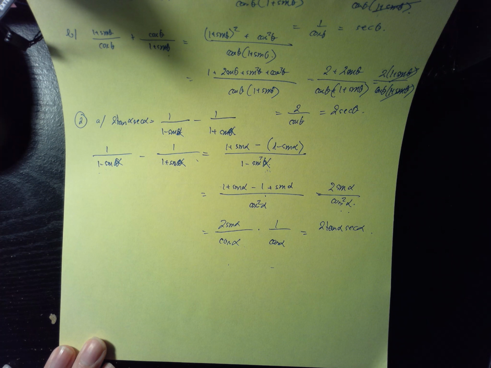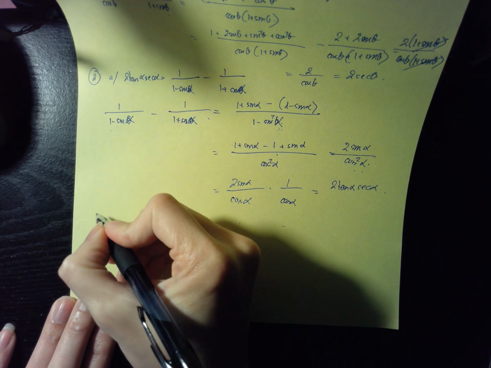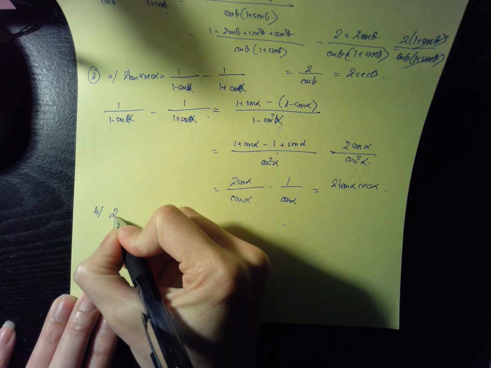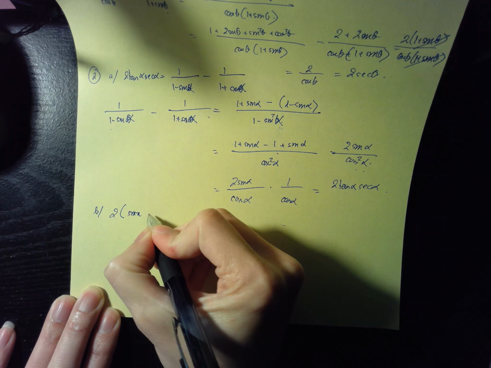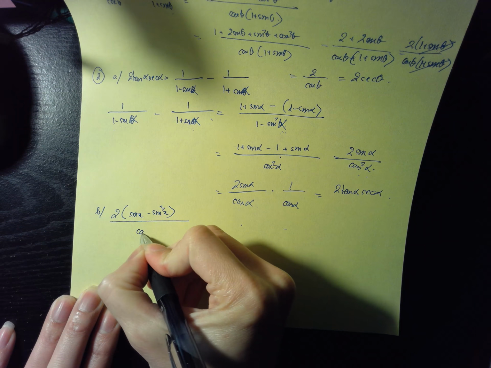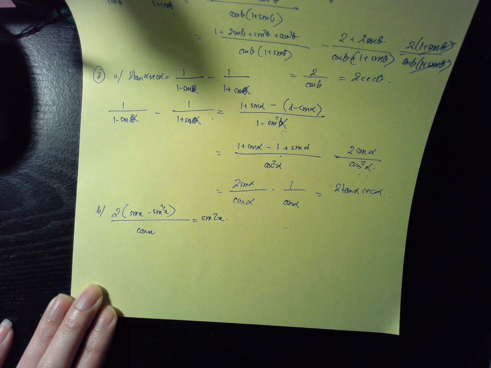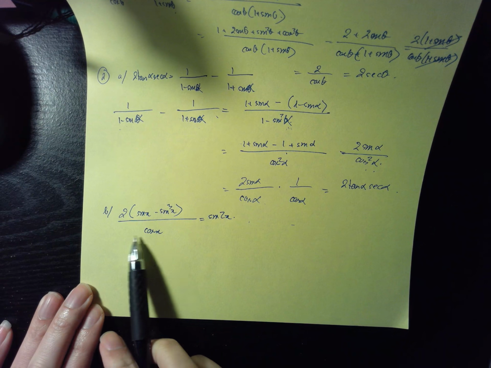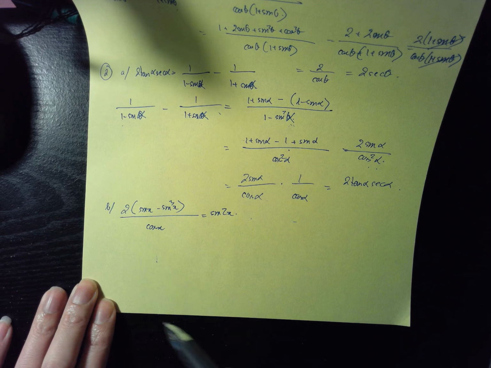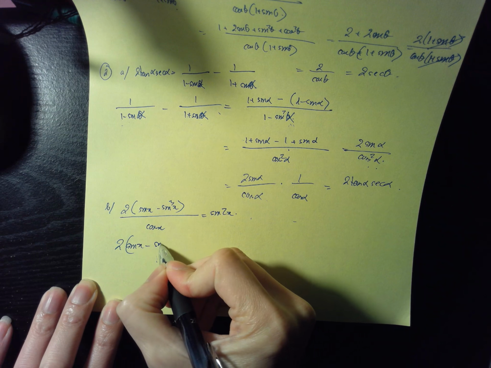Let's see. We can do the 2B. Okay, 2B. 2B, we have 2 parentheses sine x minus sine cube x, okay, over cosine x equals sine 2x. So you see that the left hand side has more function than the right hand side. So I recommend that we start from the left hand side. And if you start from the left hand side, you write out the left hand side.